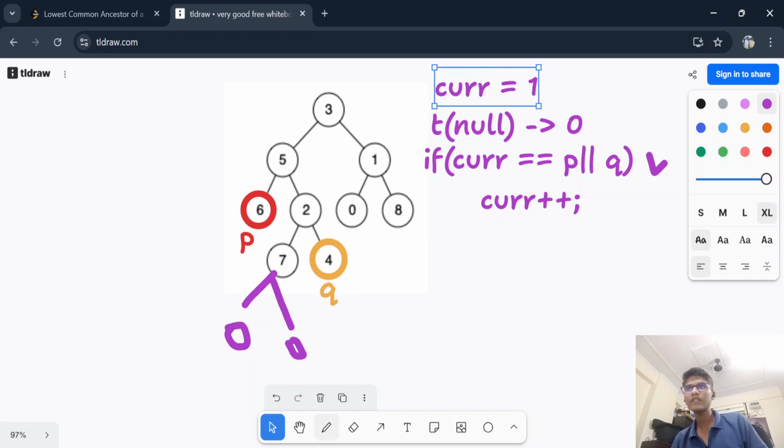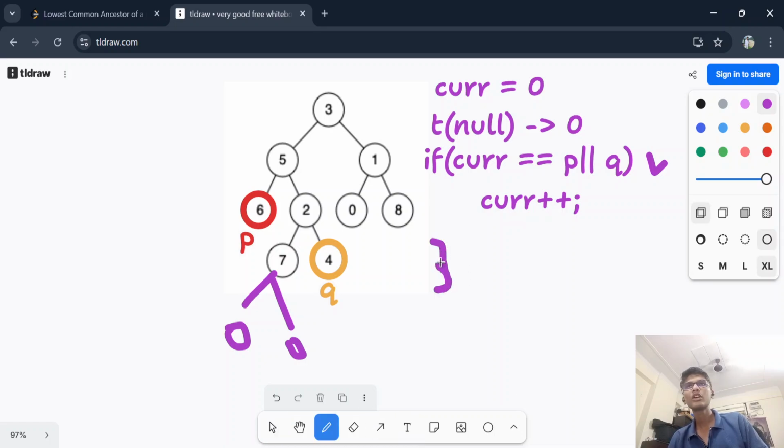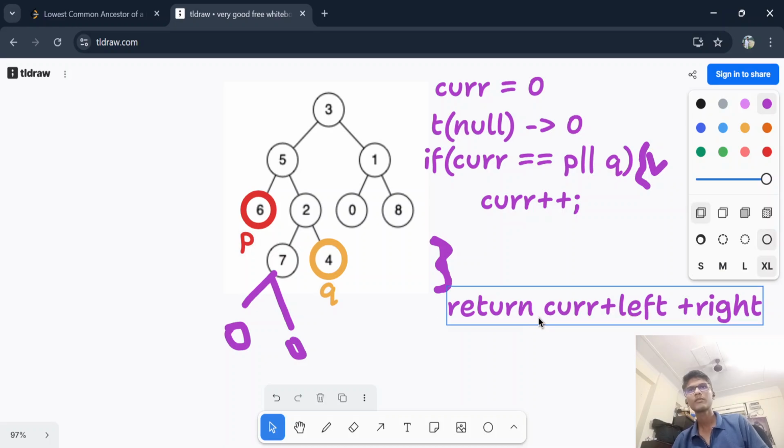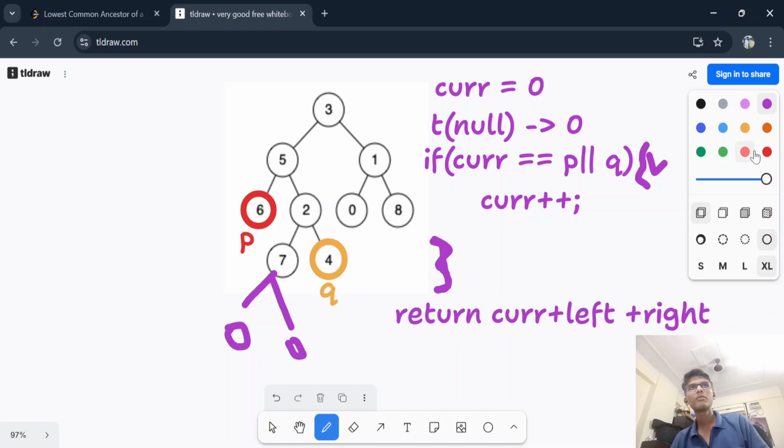So right now, see, current is 7. It is not equal to either p or q. So current will remain 0. Yes, current will remain 0. Perfect. And now to its parent, I will return what? This if block is done right now. See, to its parent, I will return what? Current plus left plus right. Yes. So see, current is 0. This is 0. This is 0. So 7 will have 0 inside it.